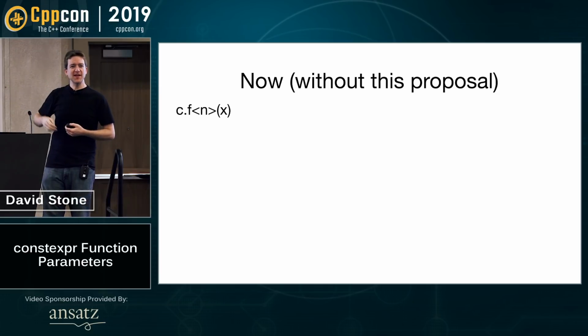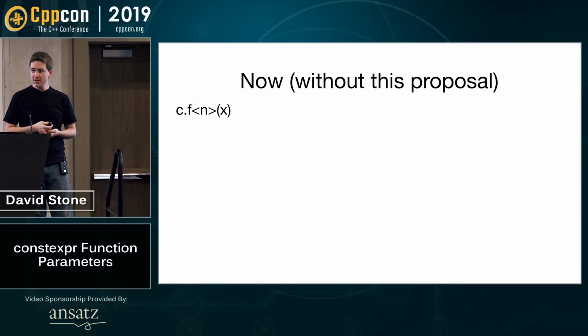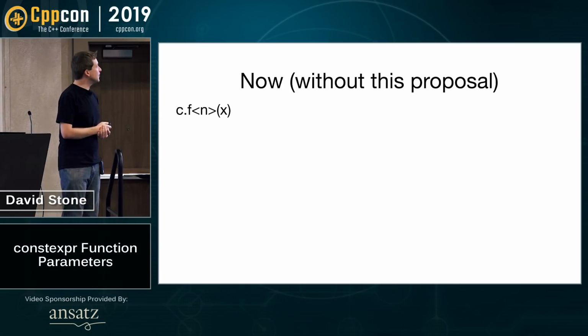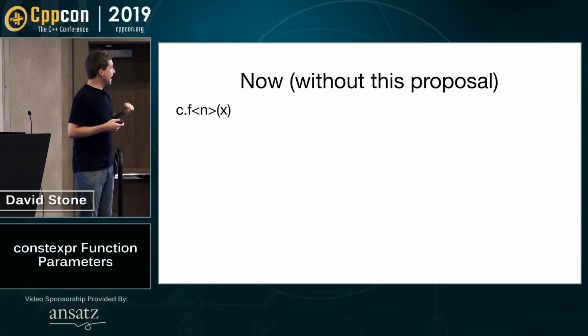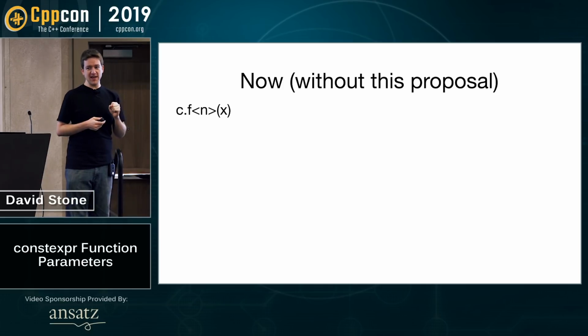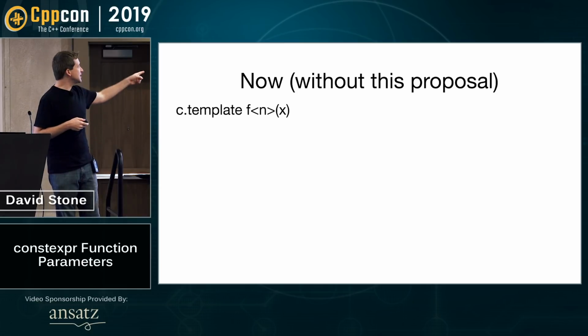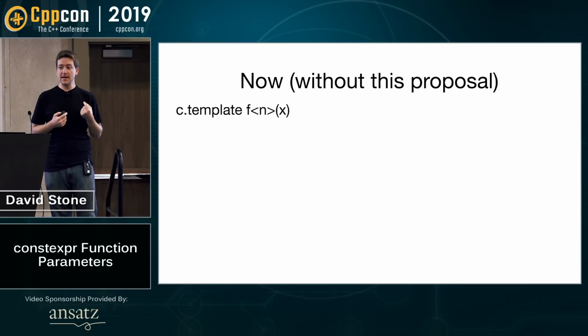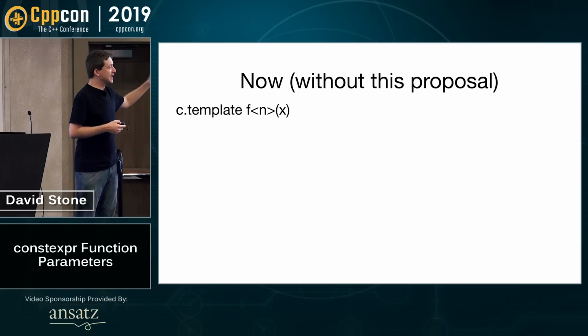Okay. How many people think they know the rules for when you need to use template? Much fewer. Okay. So sometimes this is the code that you write, and sometimes this is the code that you write. The reason is that without the template keyword, what this looks like to the compiler is c.f less than n greater than a parenthesized x. And that's syntactically valid. So you need to put in a template keyword there to say, actually, no, c.f is a member function template, and n is a template parameter, and x is a regular parameter.